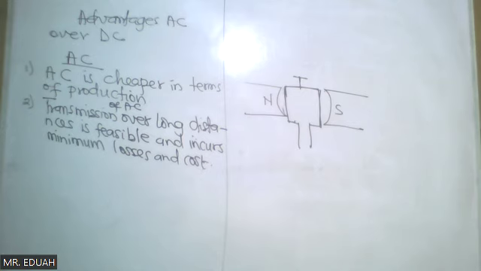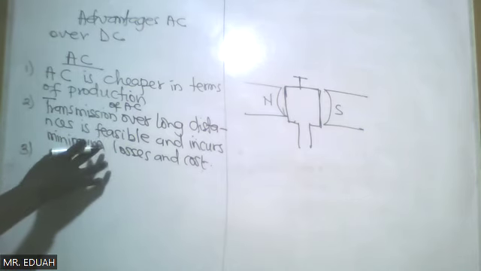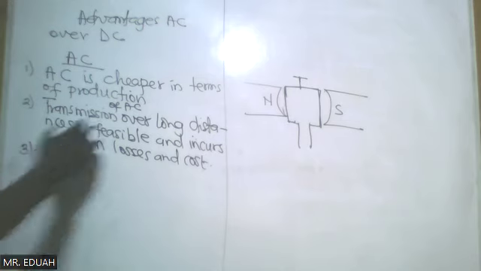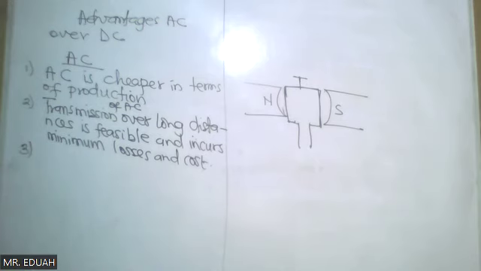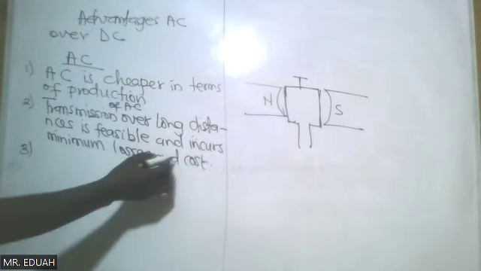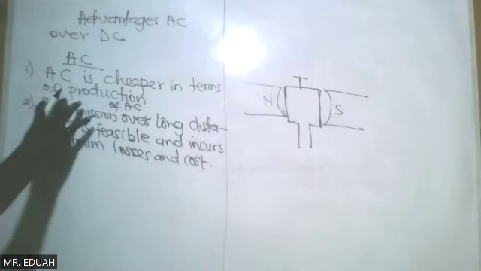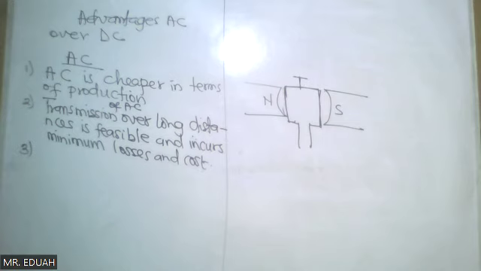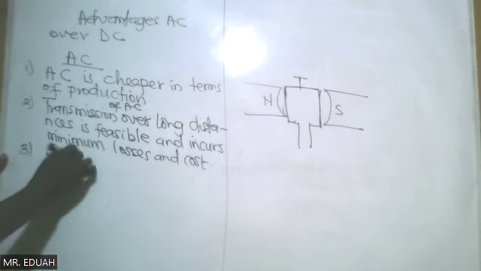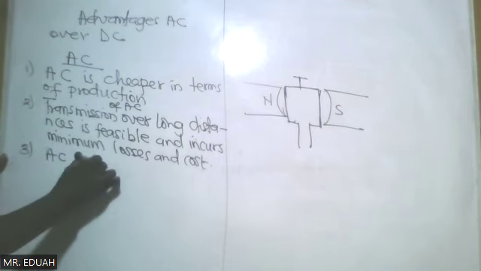Then three, here I've put two points in one. It can easily be transported and would incur minimum loss, and then the cost factor. So this is two-in-one. The third advantage AC has over DC is that AC is adjustable.